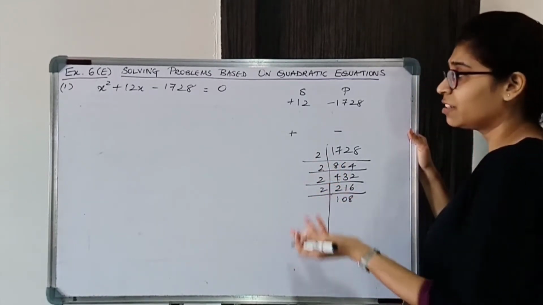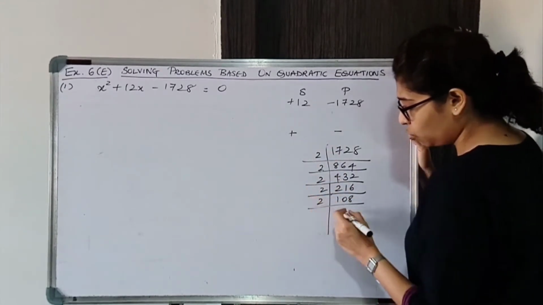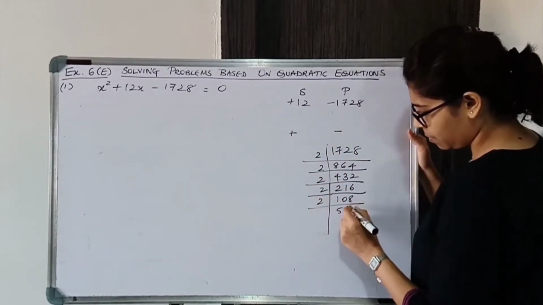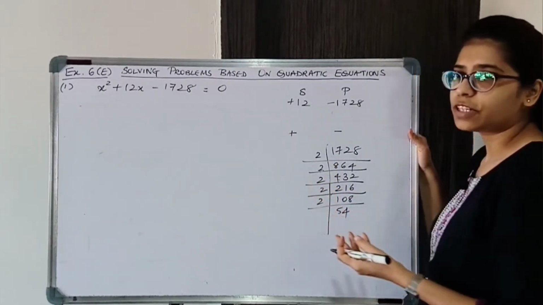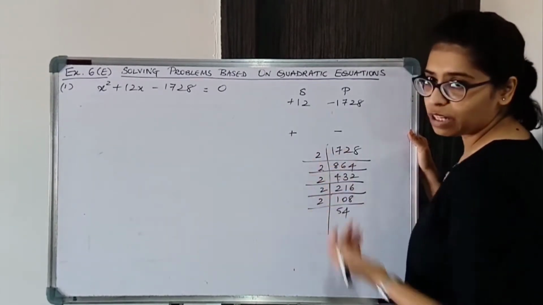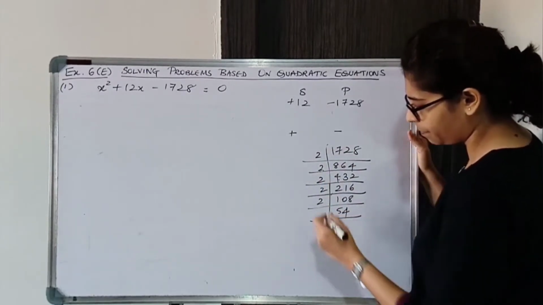16 and 108 का difference 12 नहीं देगा. 2 5s are and 2 4s are. So 16 into 2 is 32, 32 and 54. Again we will not get 12 का difference. It is 22 का difference.